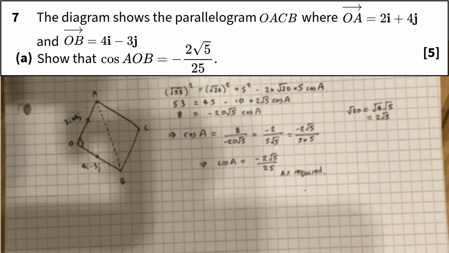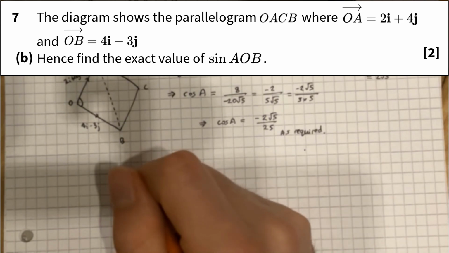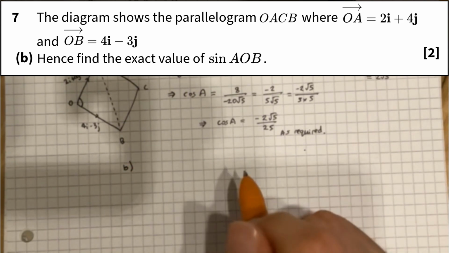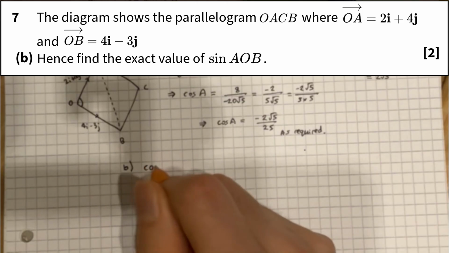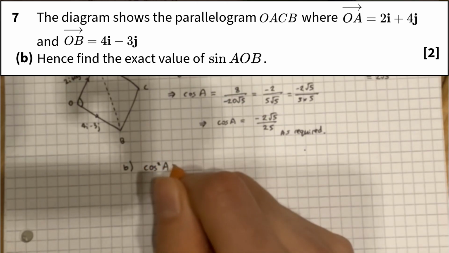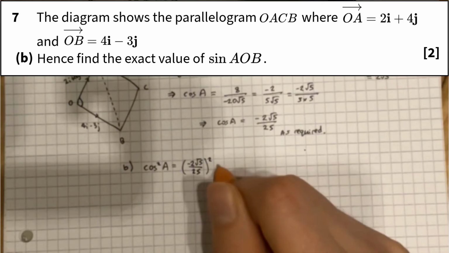Okay, now we've got the 5 marks out of the way, what's left? So part B is asking us to find the exact value of sine. So this is less a vector question, more of a trig question. Well, if we know what cos is, then we should be able to find out what cos squared is. And the reason I'm going to get you to find cos squared is because then we can use the cos squared formula that we know and love.